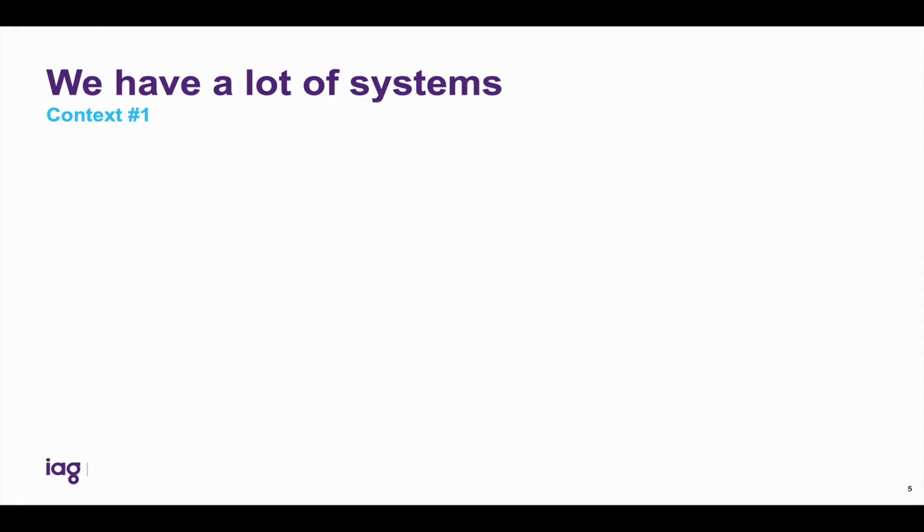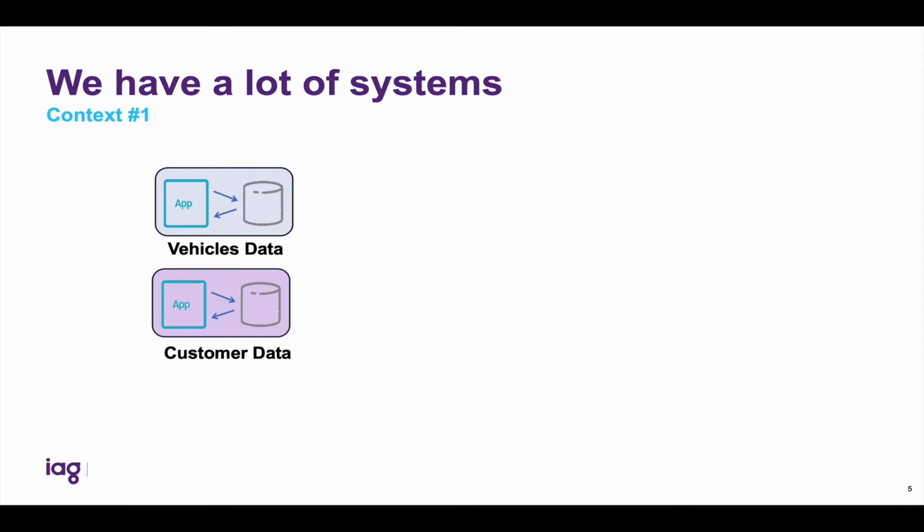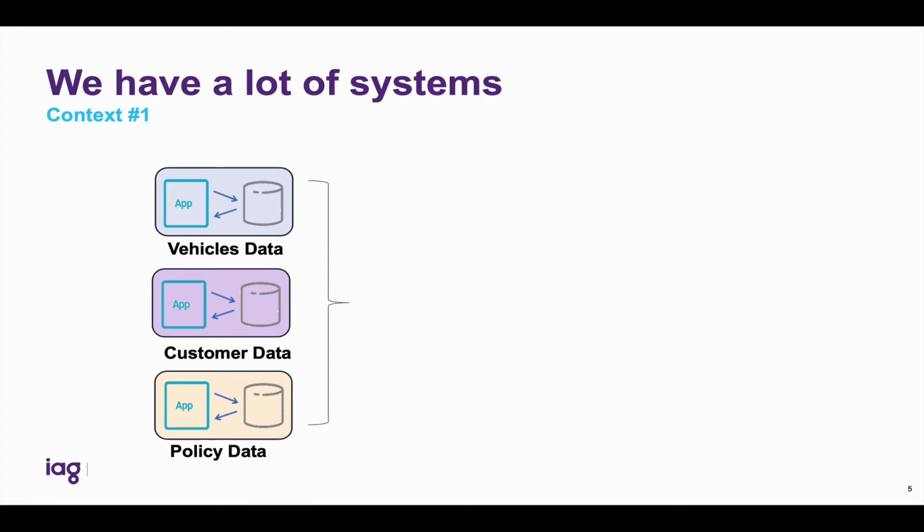And so, let's drill into that a little bit more. IAG has a lot of systems. We have information about vehicles across all the different brands. We have customer data pools in all sorts of different MDM systems, but also in core systems that manage policies. And we have policy data in various different systems as well.